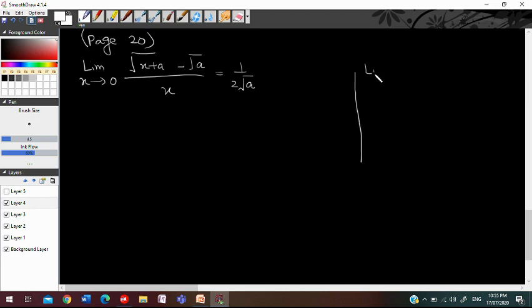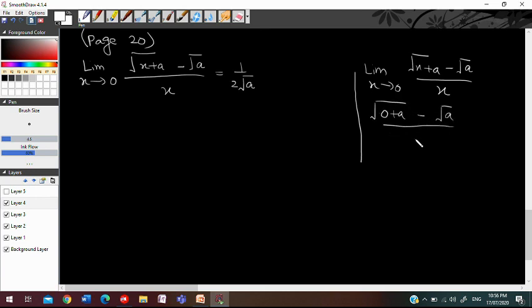We have limit x approaches to 0 of (under root x plus a minus under root a) divided by x. Okay, apply 0 plus a under root minus under root a and divided by 0. So something divided by 0 is also an undefined form, and here we have under root a minus under root a divided by 0. So again you get 0 by 0 form, means you cannot apply x approaches to 0 directly to such type of a question. So similarly, as we have done in the previous theorem, we use a simple technique to avoid such type of situation, and we apply the same technique on this question.